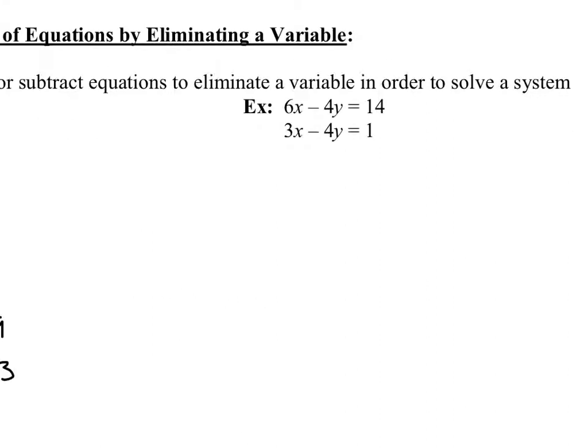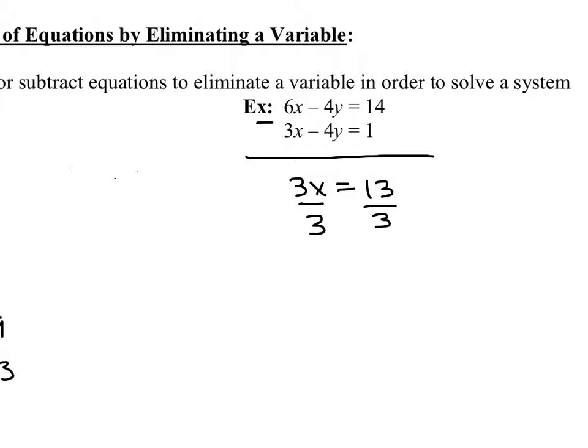On this example, I'm going to subtract because negative 4y minus negative 4y, they become plus and positive and cancel. So that's kind of why I'm subtracting. So 6x minus 3x is 3x. Negative 4y minus negative 4y cancels. 14 minus 1 is 13. Not the greatest answer.